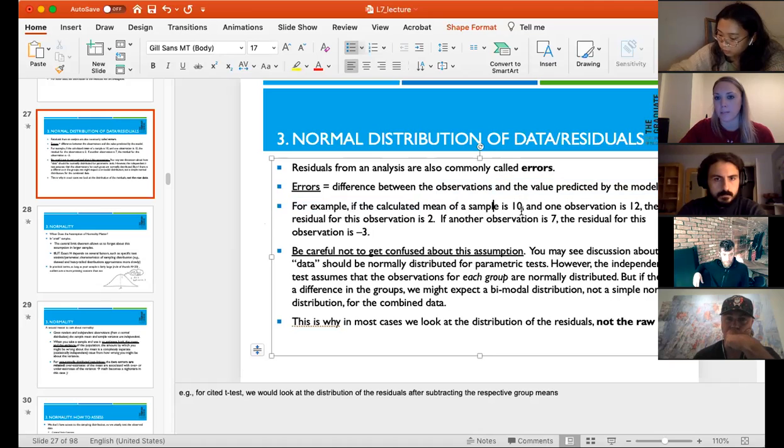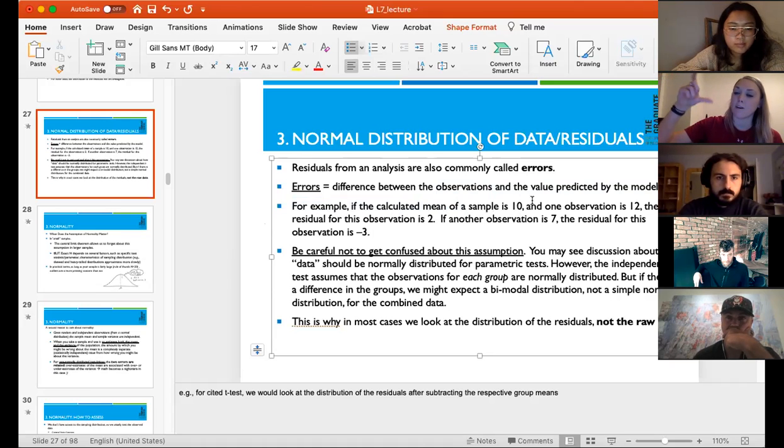Actually, here's a good example right here. If you have your mean of 10, one observation is 12, then that residual is 2. And then another observation is 7, then the residual for that is -3. Does that make sense? So within your data, it's how far away each data point is from the mean. Those are your residuals. As long as they're normally distributed around the mean, then that's fine.